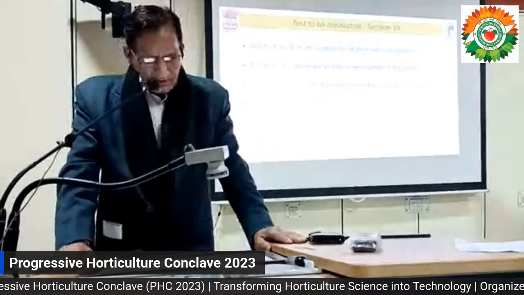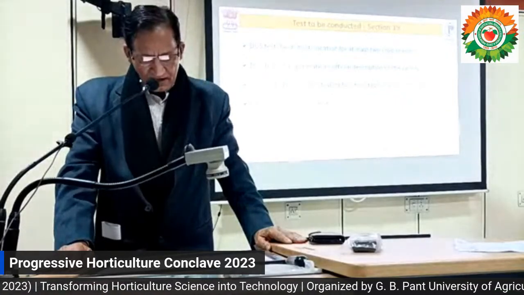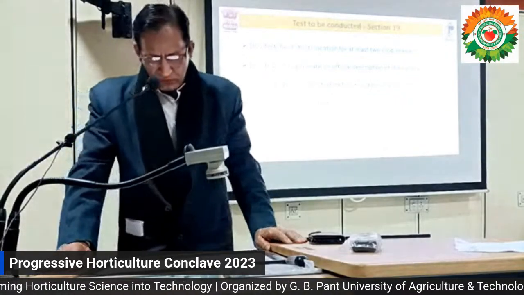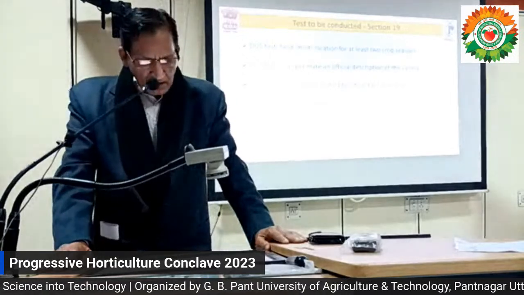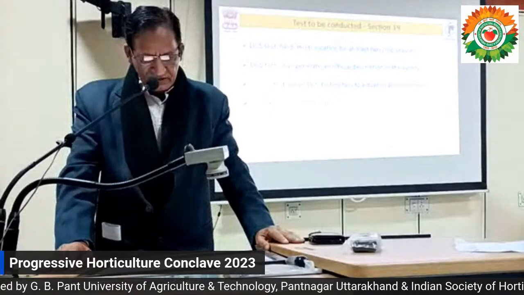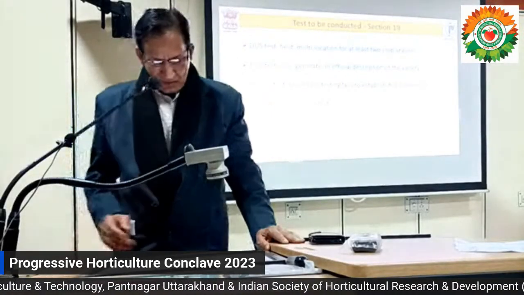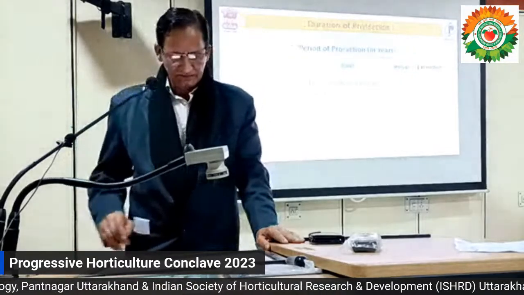DUS tests are to be conducted at multiple locations for a minimum of two crop seasons, and shall be the official description of the variety. A special test is conducted when the DUS test fails to establish distinctiveness. Trees and vines have an on-site test.